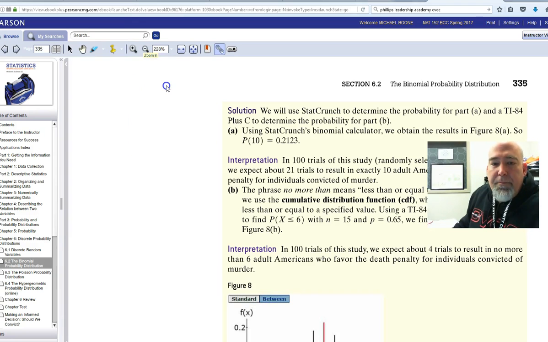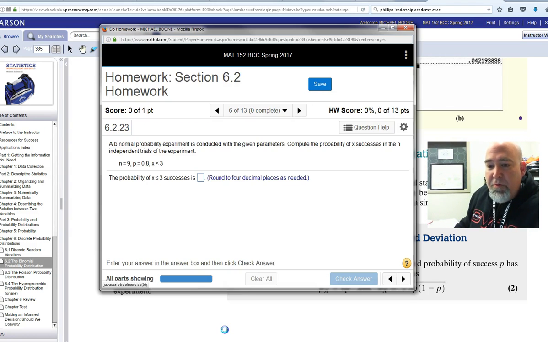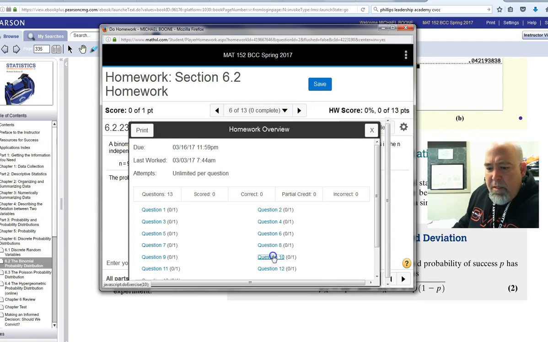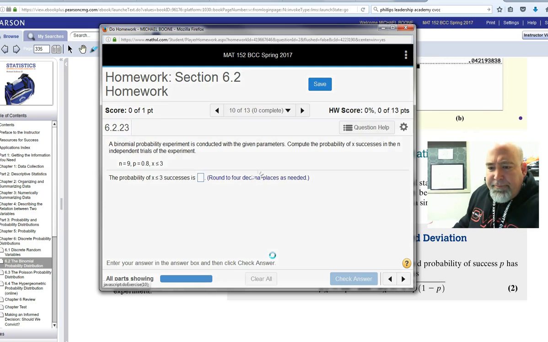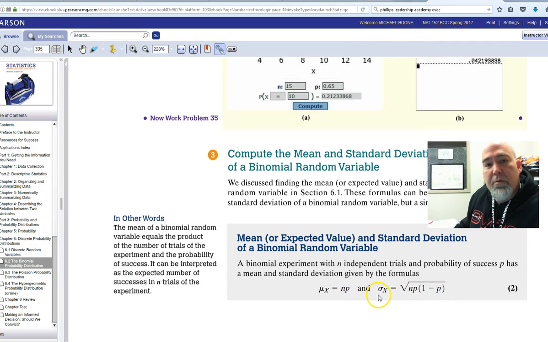That will pretty much get you through your homework. Let me look at number 10. I wrote that one down. Again, this one's asking you to find the mean. So that's an n times p. It's probably also asking for a standard deviation. So that's the square root of n times p times 1 minus p. So I think using that calculator and those couple formulas down here will help you out through this section.